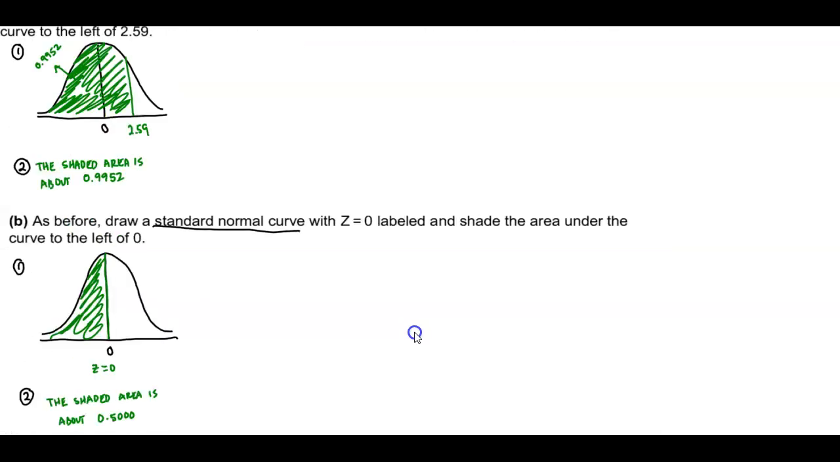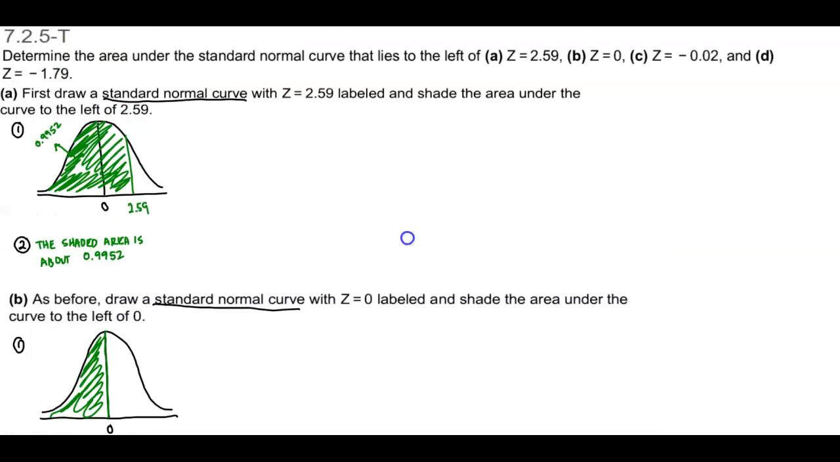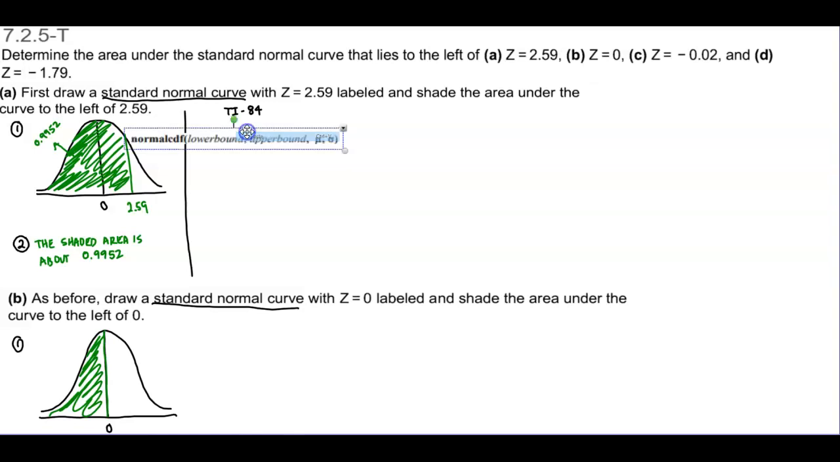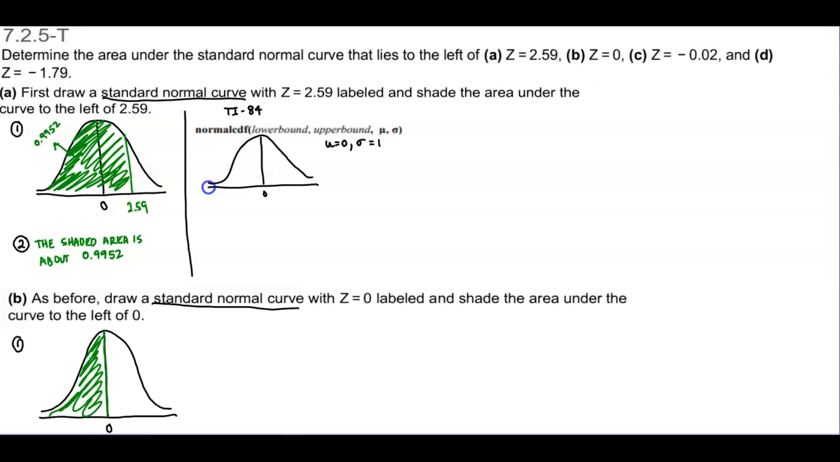Okay, now what we're going to do is use the TI-84 to find the area to the left. So here is the function on the calculator. It is normalcdf with the lower bound and the upper bound, the mean and the standard deviation. So we're going to draw the curve here real quick so we can see what that means. We know that the mean is 0 because it's the standard normal curve. We know that the standard deviation is always going to be 1.